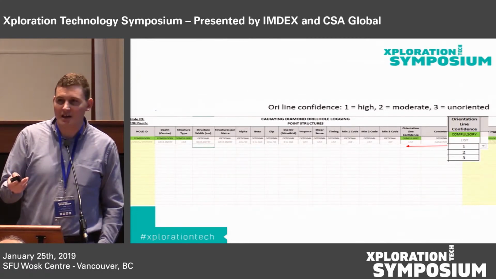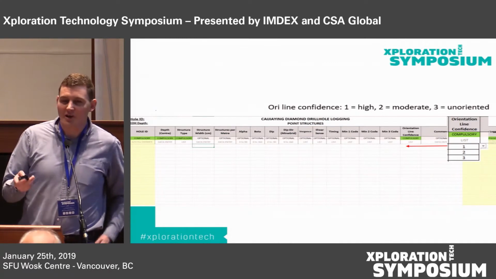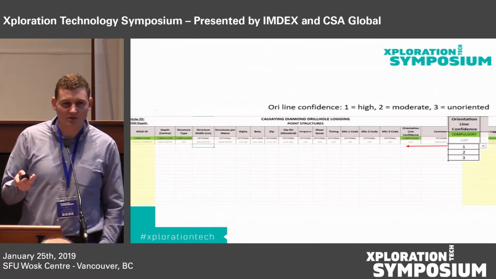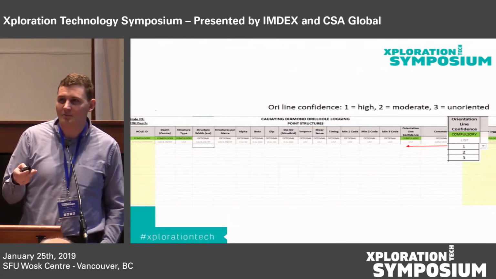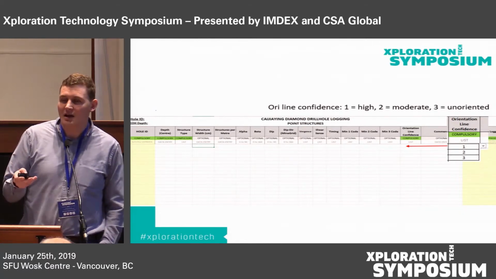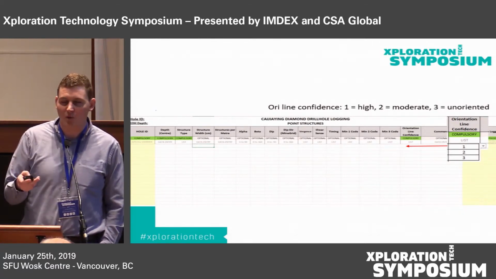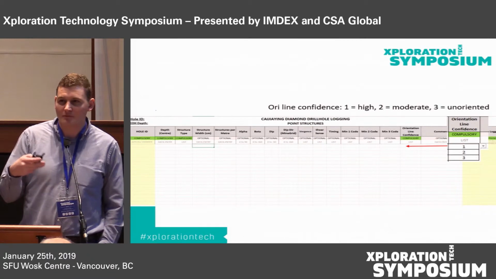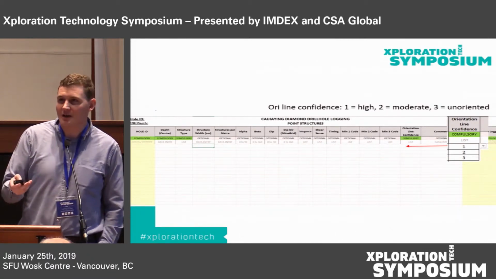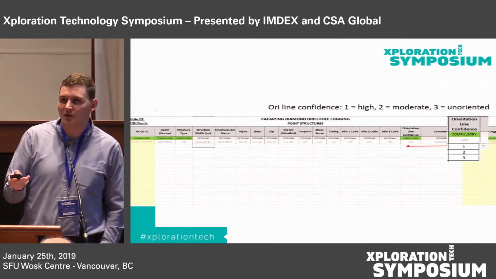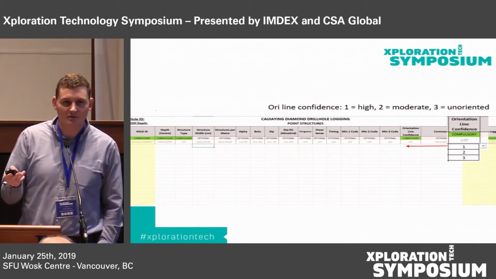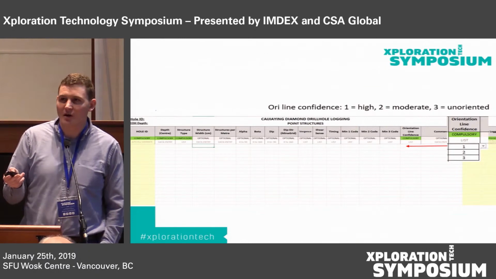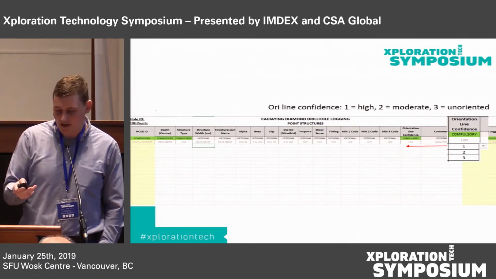So this is done hopefully in a quantitative manner based on lock angles between different runs, but you can set it up in different methods for different scenarios. But you really just want to make sure that you've distinguished orientation data that you're confident in from unoriented or low confidence data.